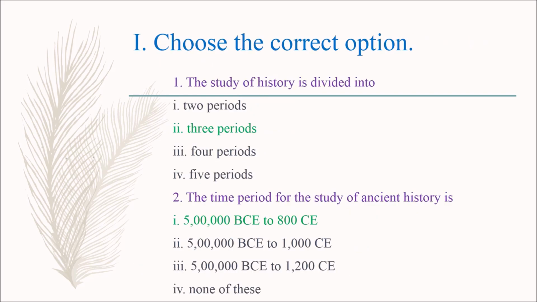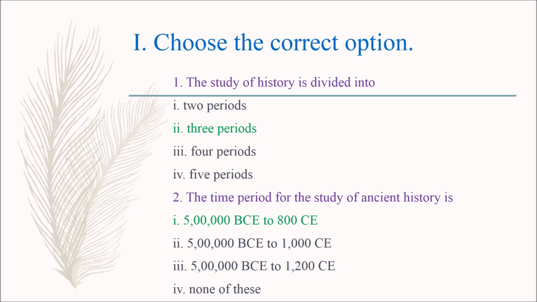Now we are going to revise the book back questions with answers. Roman letter 1. Choose the correct option. The first question is, the study of history is divided into option number 1, 2 periods, option number 2, 3 periods, option number 3, 4 periods, option number 4, 5 periods. So the answer is option number 2, 3 periods.